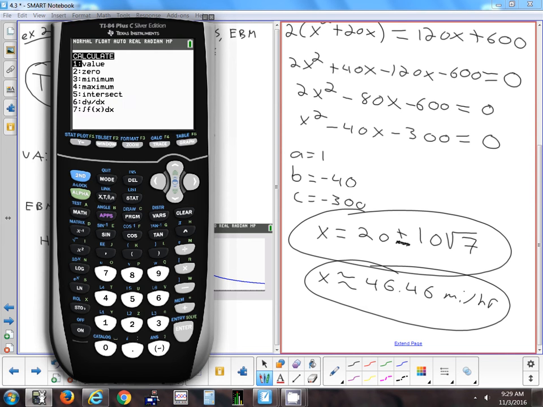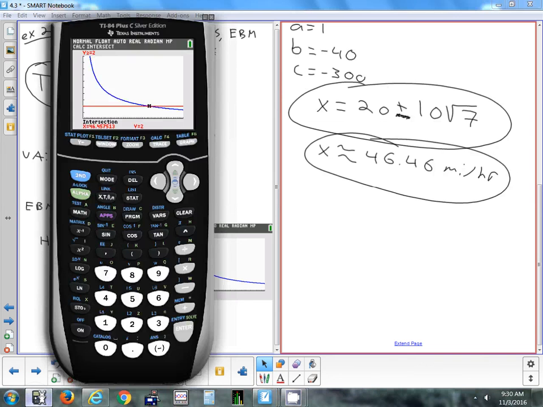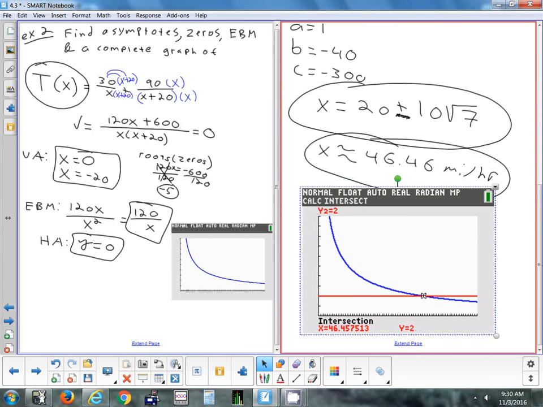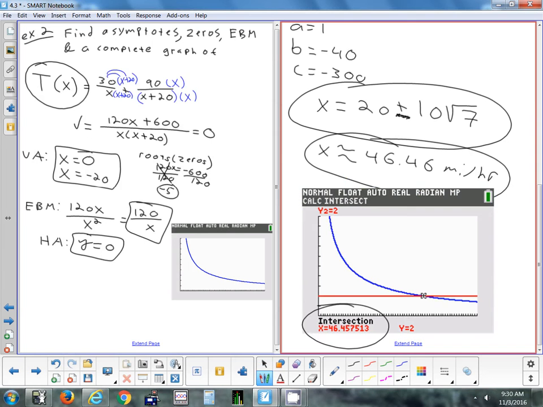Does the guess matter here? Not in this case. They're only going to cross in one spot, so the guess doesn't matter. And we get 46.46. Okay, so that's a very quick, simple way to check your answer. If the problem asks you to solve it, it doesn't say to use algebra or use a graph, you can do it either way. But if it says to use algebra or it asks for an exact answer, you're not going to get an exact answer with a graph. Only with the quadratic formula. Okay. So any questions on that one?